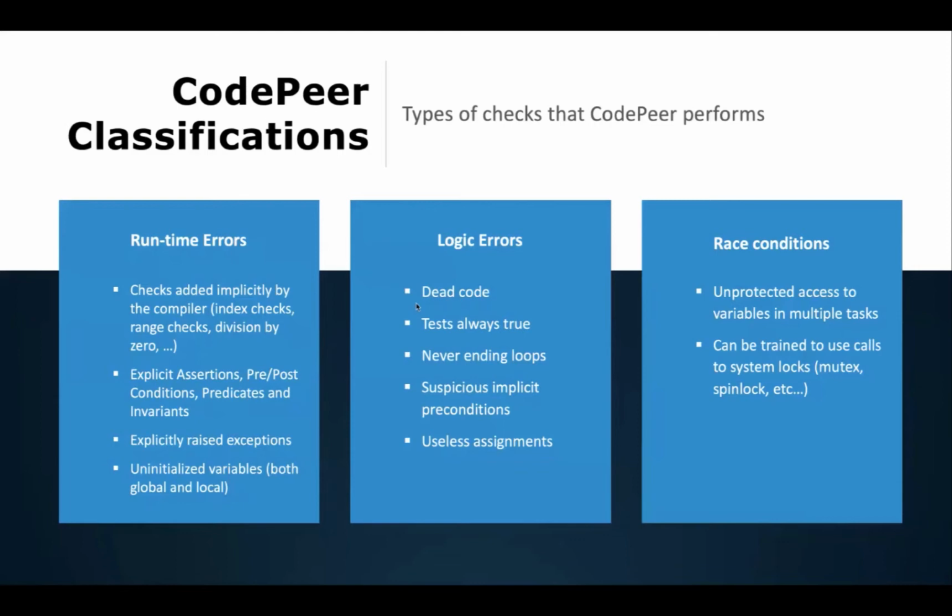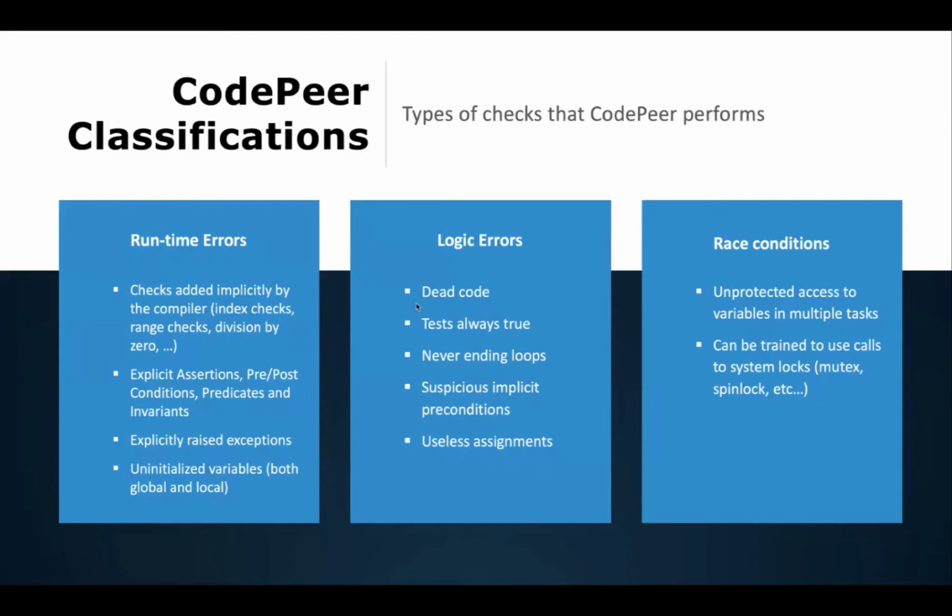The next type of error that CodePeer is looking for are potential logic errors. These are things like dead code, tests that are always true, never-ending loops, useless assignments. So these are things that CodePeer looks at as a potential logic error. So let's say you have an if-else block inside of a subprogram, and CodePeer figures out that the else branch can never be executed because the if statement is always true. What CodePeer is going to report to you is that there's a dead block here, the else here will never occur.